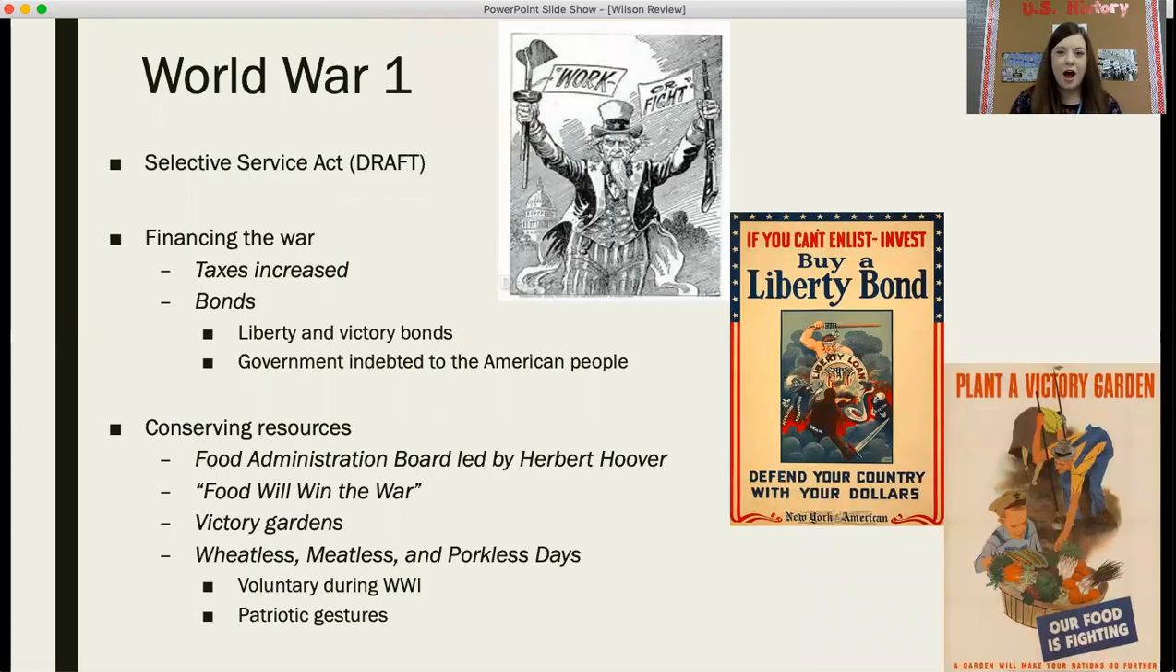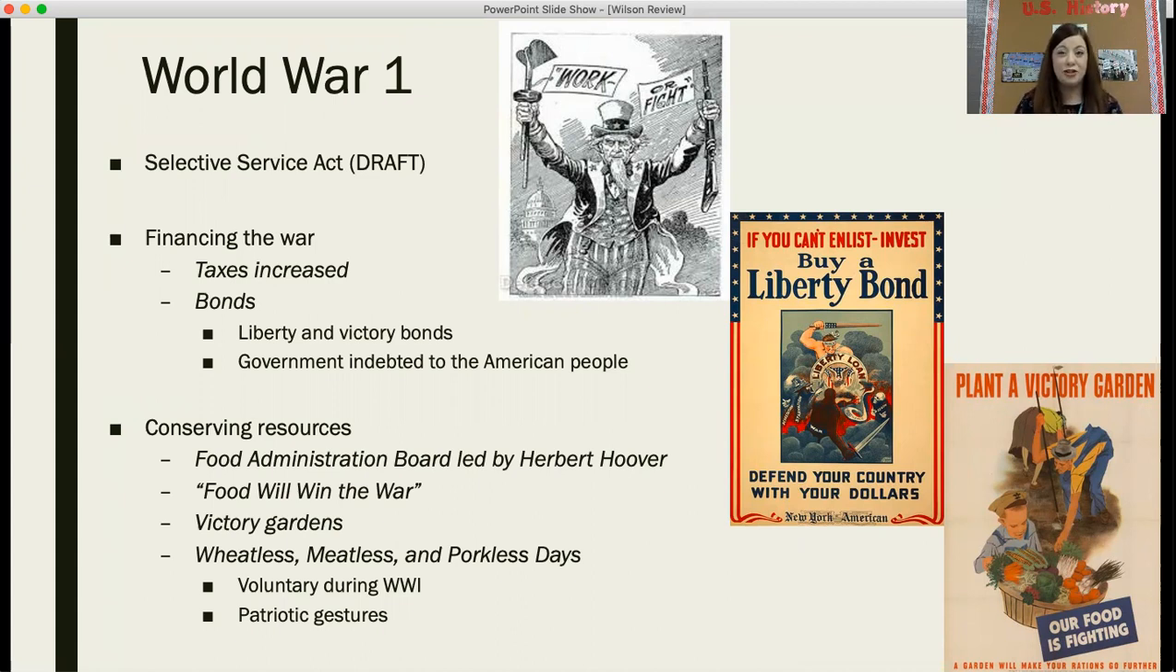Okay, so let's now get into the World War I home front. What do we have to do here at home so that we can win this war? Remember, we need soldiers to fight in this war. They're going to pass a law called the Selective Service Act. Y'all, we know this as the draft. They are randomly selecting men for service in the military.